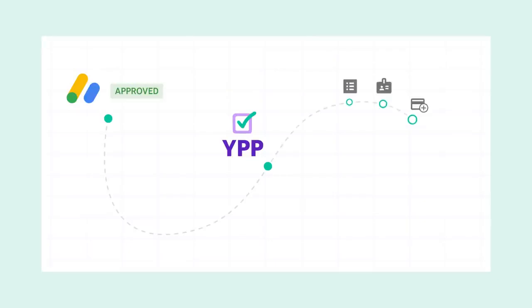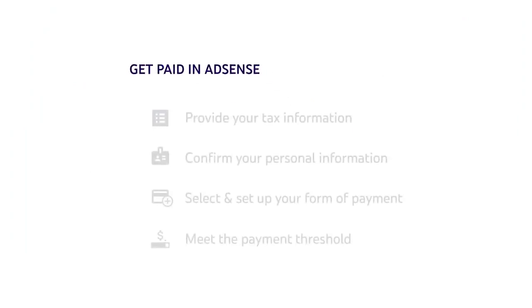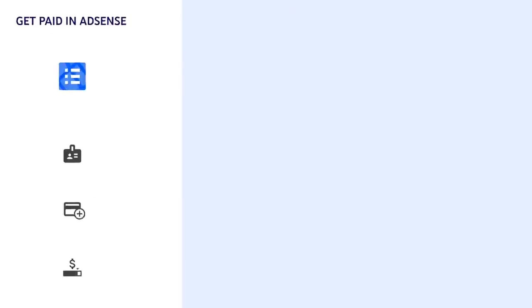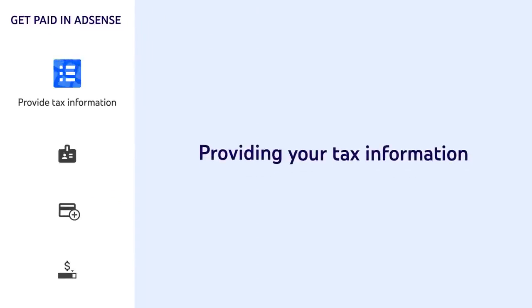Once your AdSense account is set up and approved, and you're accepted into the YouTube Partner Program, there are still a few steps you need to take before getting paid. To get paid in AdSense, you'll need to provide your tax information, confirm your personal information, select and set up your form of payment, and meet the payment threshold. Let's walk through each one of these steps. First, providing your tax information.